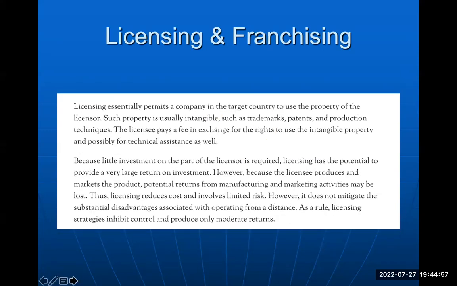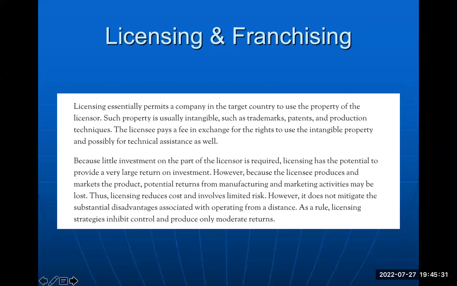So that's another way a company might enter an international market. Licensing essentially permits a company in the target country to use the property of the licensor. Such property is usually intangible. By trademarks, they mean something like Coca-Cola, the name and the look and image of it, or Nike. So you have Toyota Jamaica, and we probably have some other car brand. When you're talking about patents, you're talking about things relating to drugs, pharmaceuticals, and production techniques.